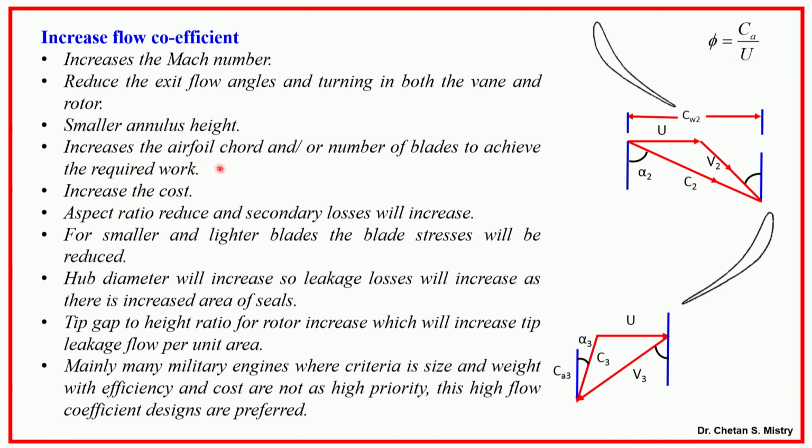Now, that will increase the chord length or the number of blades in order to achieve the work. It will increase the cost. You will have a lower aspect ratio, and your secondary losses, which we will be discussing soon, will increase. The smaller and lighter blade subjected to stress will also be reduced. Now, my hub diameter will be increasing, so leakage loss will also increase with the increase in the area of the seal, because my hub diameter is slightly larger.